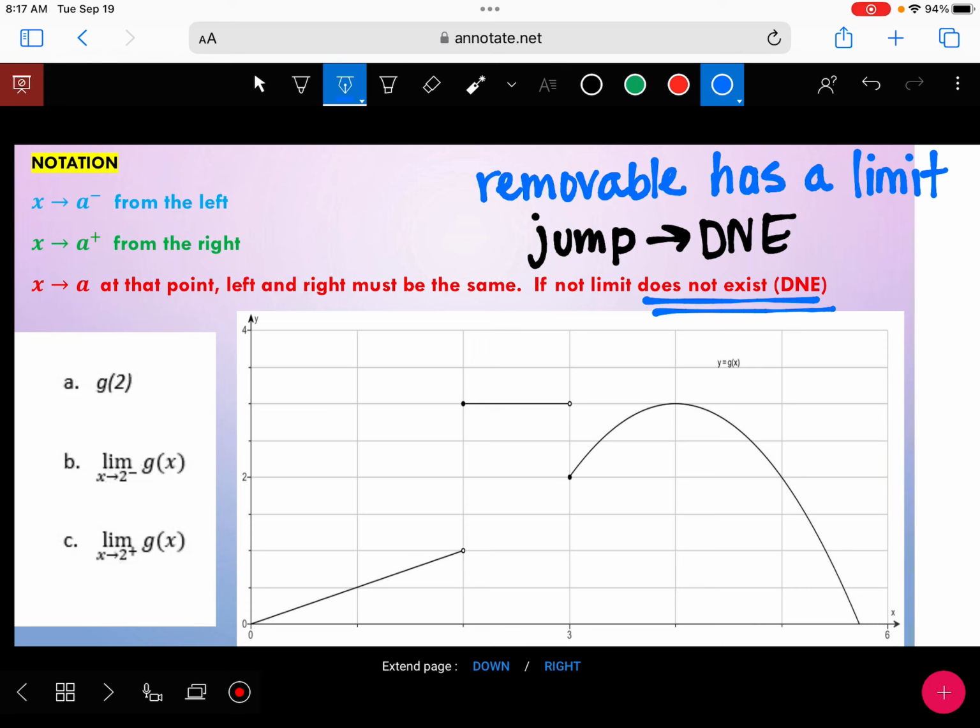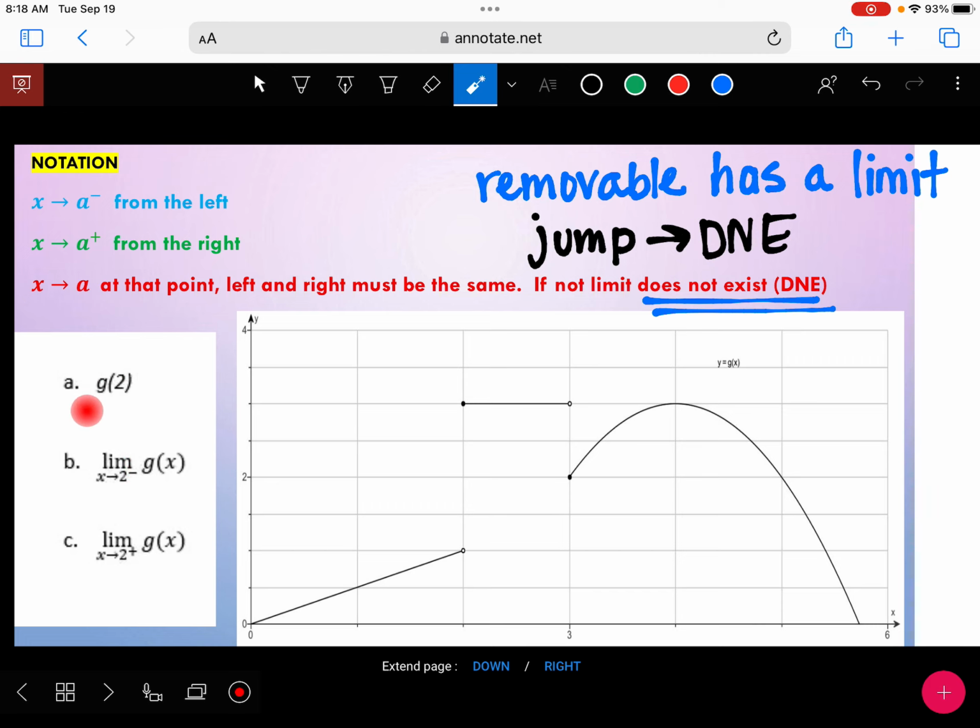Now, infinites can vary, but I'm just going to say that all removables have a limit and all jumps don't. And we'll talk about infinites when we get there. So what I'm really going to focus on today is reading the notation, because we have this graph that has some discontinuities in it, and we're going to learn how to read what this notation is asking us. Now, keep in mind, when it says limit, this LIM means limit, and this is always referring to the graph. What is the graph doing?